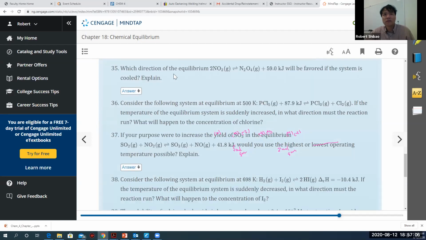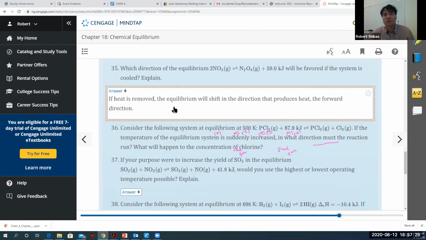Which direction of the equilibrium 2NO2 yields N2O4 plus 59 kilojoules will be favored if the system is cooled? So if we cool it, we're removing heat. Cooling is removing heat. So if we remove the heat, heat is a product here. This is exothermic. It's going to favor the forward reaction here. Heat is removed, forward reaction is preferred.